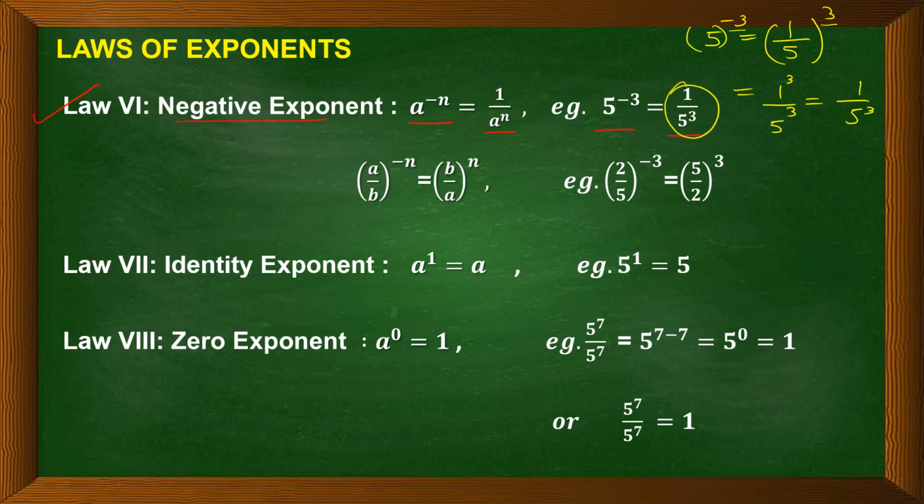Further, let us take the case of a rational number, (a upon b)^(-n). Just reciprocate the base, so it will be (b upon a)^n.